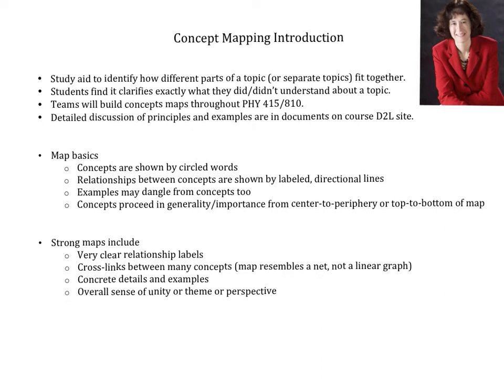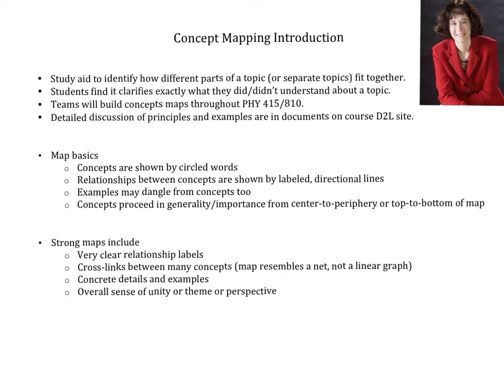Basics, and I'll show you an example in a minute, but basics are that the concepts are shown on a map by circled words. So you place them in different locations on the page, and then you connect them by lines that are labeled and that generally have an arrow for direction. So the lines show the relationship.